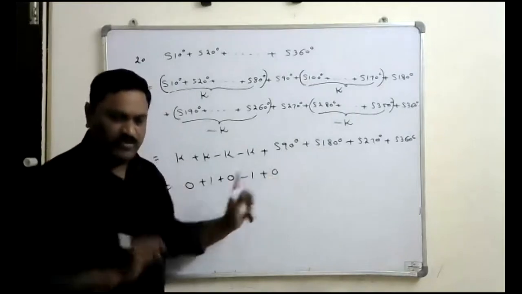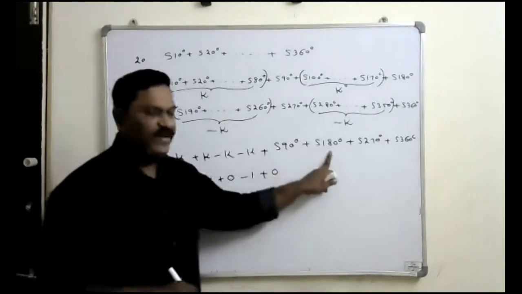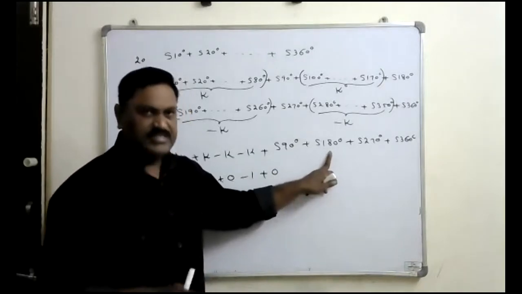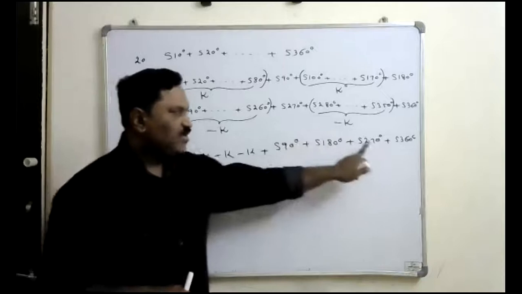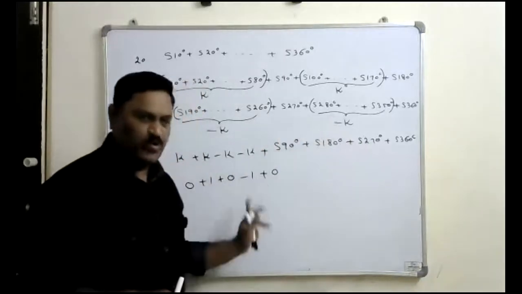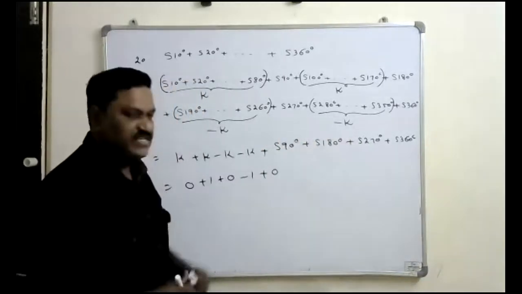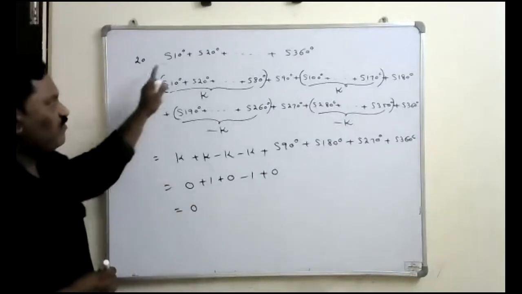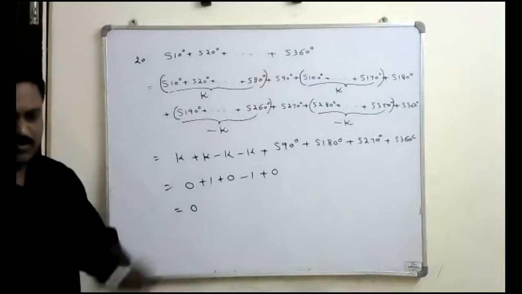Sin 90° value we know that is a 1. Sin 180, any integral multiple of the pi, sin always gives us 0. That's why it is 0. Sin 270, which is minus 1, sin 360, which is again 0. Therefore, the answer is 0. So the sum of all these values is equivalent to 0.